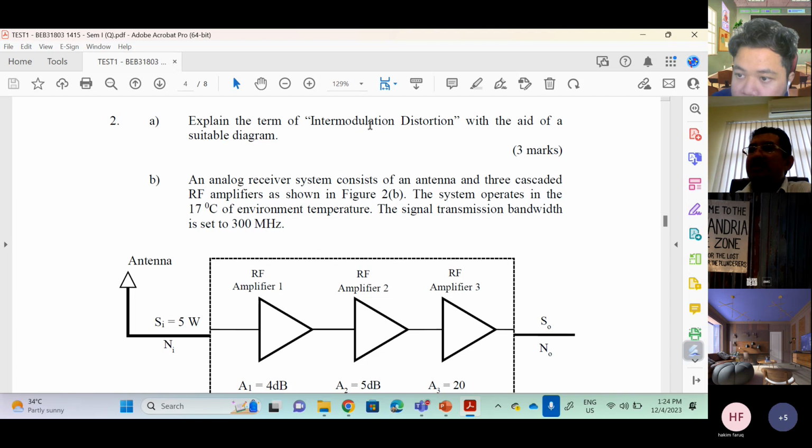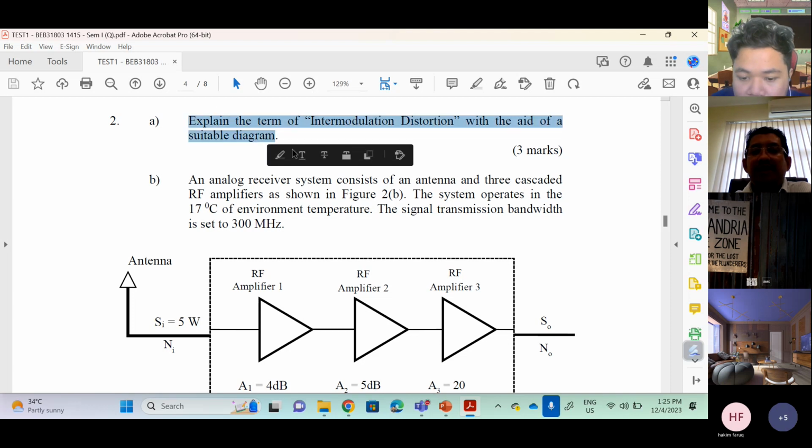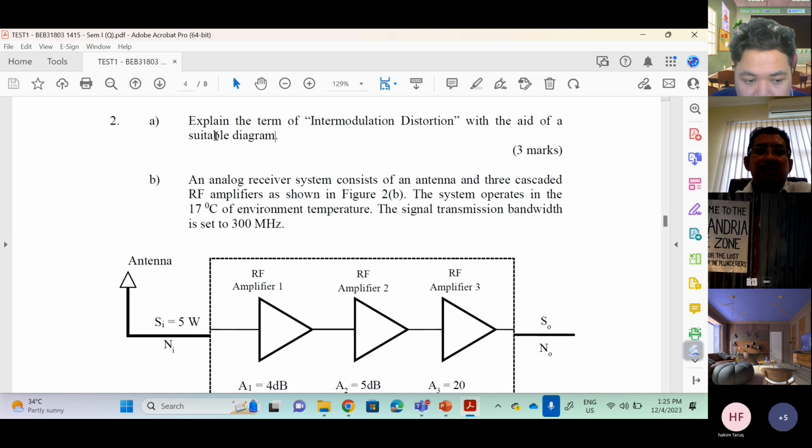So: explain the term intermodulation distortion. Remember when the question asks you to explain with the aid of a suitable diagram, if the marks are more than 2, or for example 4, you must have an explanation and also a sketch. The drawing doesn't need to be pretty. When you draw in the exam or test, you don't need to use a ruler. Don't use a ruler, it wastes time. Just sketch quickly.